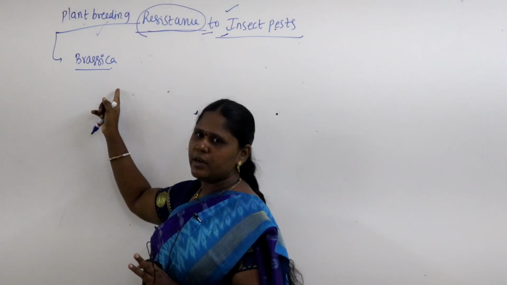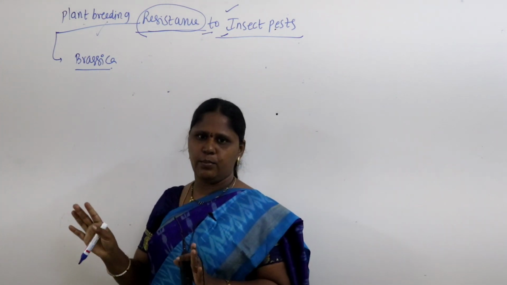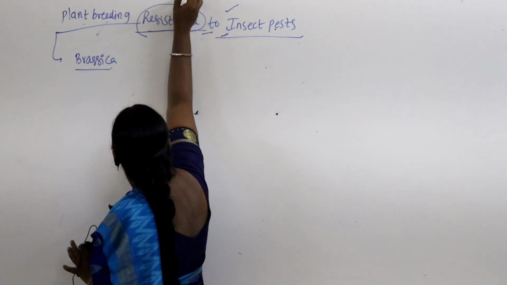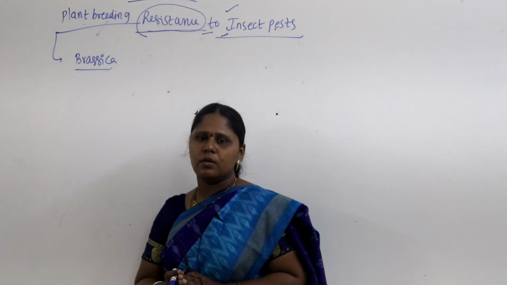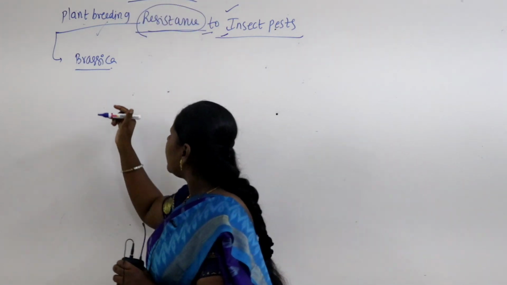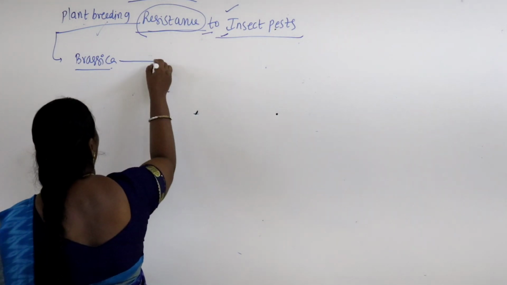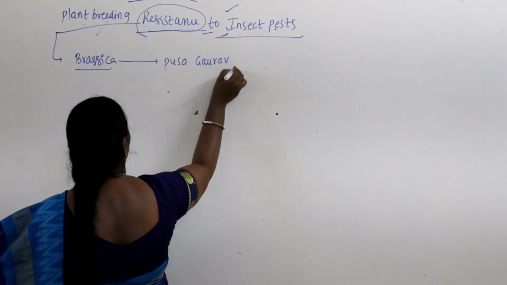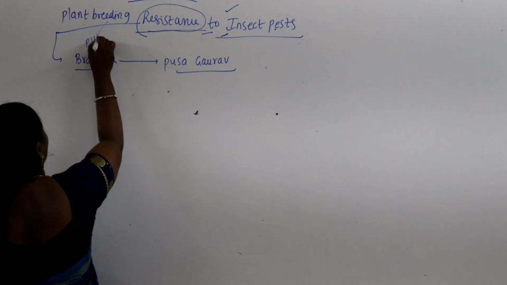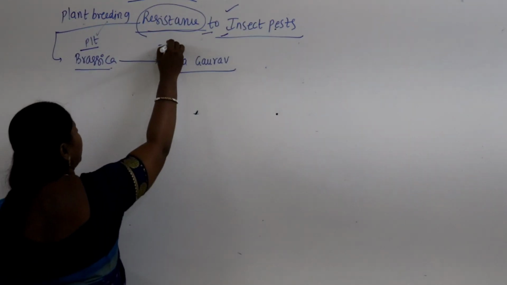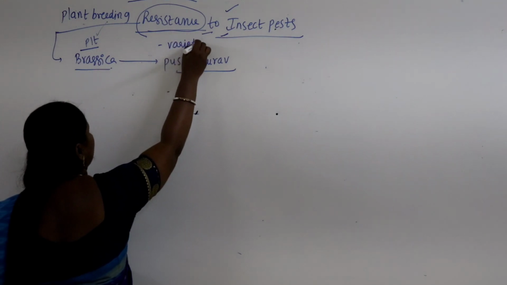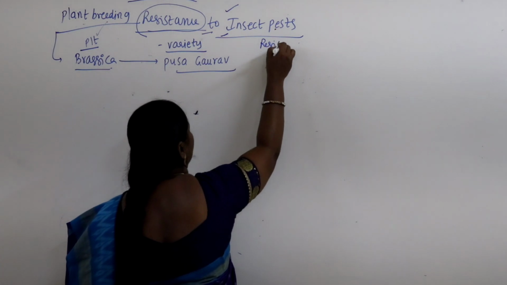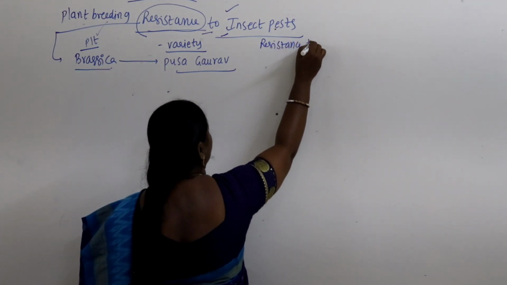Now for the last one, what I have given is table number 1 and this is table number 2. The two tables are very important. This is table 2. Right. So here we talk about Brassica. If you take the variety created, it's called Pusa Gaurav. Again I am writing the plant name here, and the variety created is called Pusa Gaurav, showing resistance to insect pest.